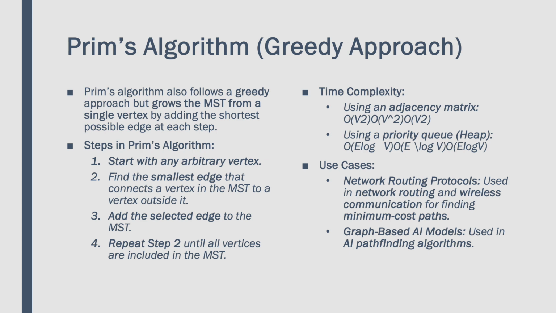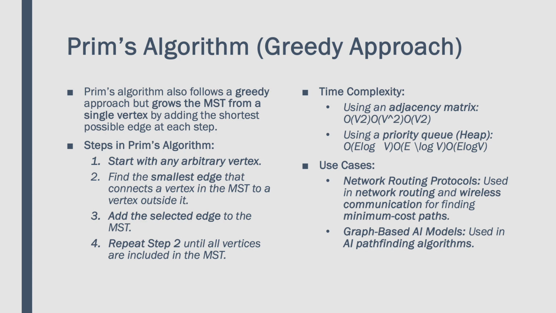So we'll start with an arbitrary vertex as the initial MST. Find the smallest edge that connects a vertex inside the MST to a vertex outside the MST. Then add this edge to the MST and include the newly connected vertex. Repeat step 2 until all vertices are included in the MST.